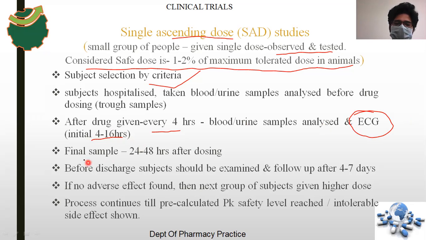Next one is the final sample. Whenever you see this, every 4 hours you go for blood and urine samples, and within 4 to 6 hours you check the ECG. The final sample is within 24 to 48 hours after dosing, meaning after giving the final dose to the patient. By 48 hours at maximum, you are expecting the drug to have been eliminated, with no effects in the body from that drug.